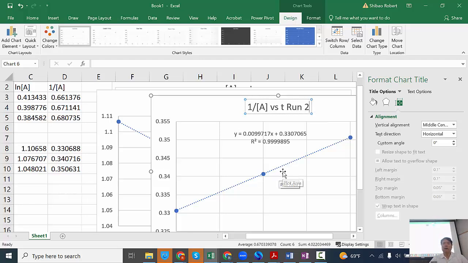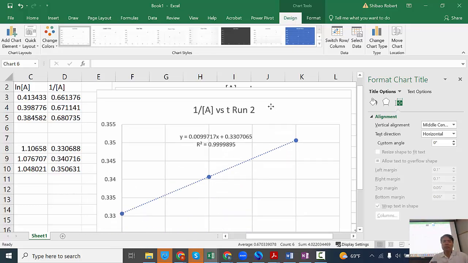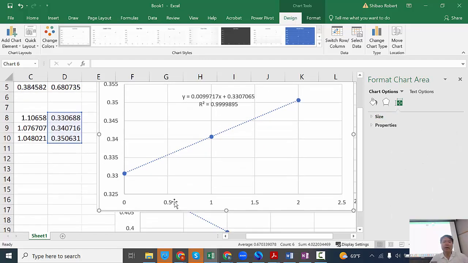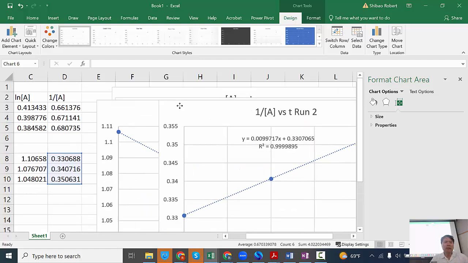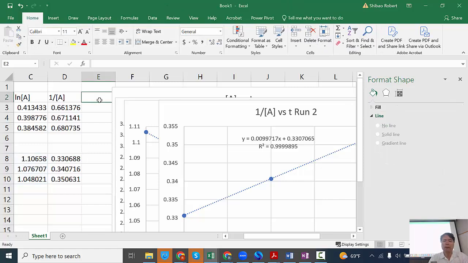Okay, so now all we have to do is this. This is our K value. Actually, we have 2 K values, and both K values should be the same. So from run 2, we get a K value, or slope, of 0.00997. So let's go ahead and put that in here: 0.0099717.